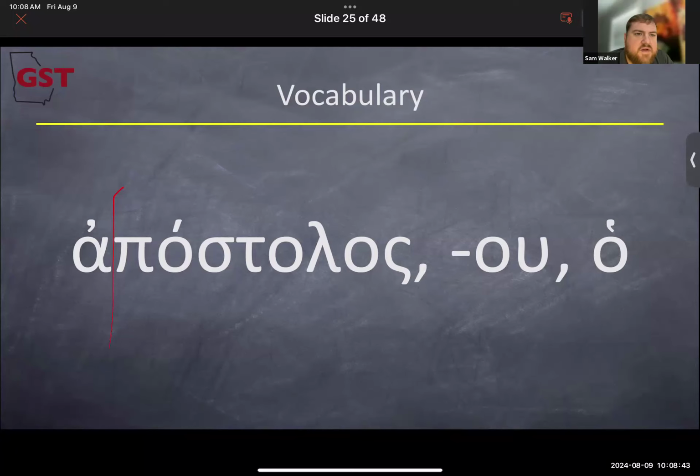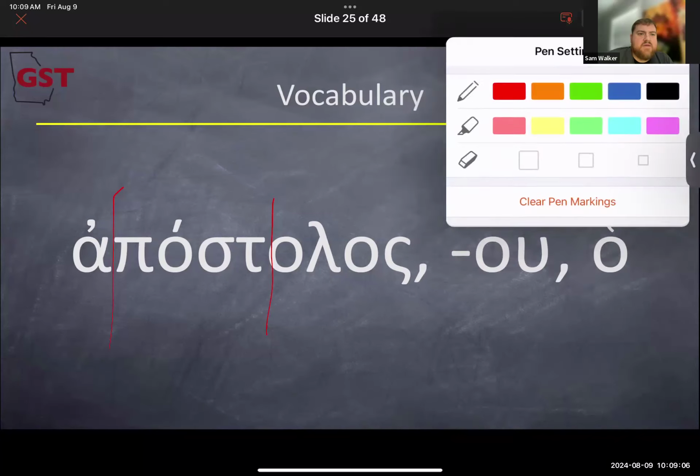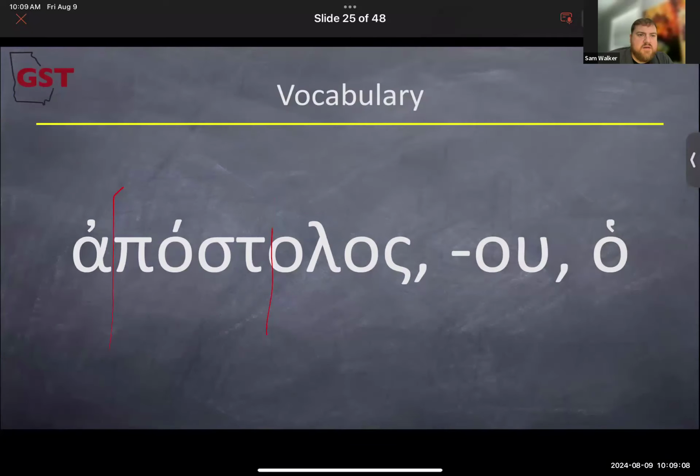The sigma tau can go together. Okay. What do you want me to do then? So we would put it after the tau. You want a division here? No, no, no, no. Put it after the omega.